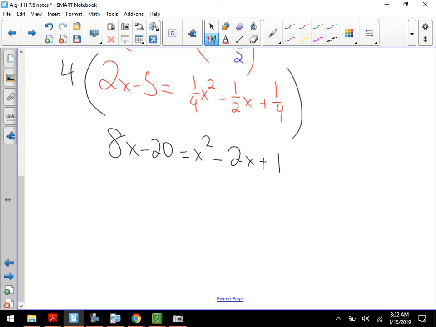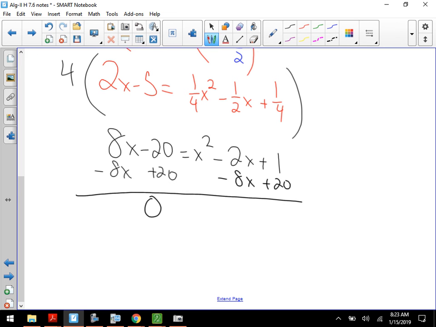Okay. Now it's something that doesn't look so bad. Set it equal to 0. Subtract 8x, add 20. What times what is 20, and you add together, you get negative 10? Very good. At least the factoring part's easy.